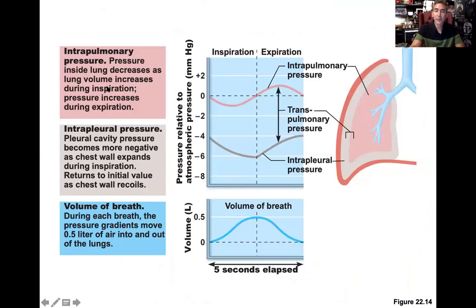So just different pressures. We go from a zero. We have our -4. This stays consistent at -4, so we don't have a collapsed lung. We fluctuate to a -1 in inspiration and then a +1 in expiration. It just fluctuates like that with every breath cycle.